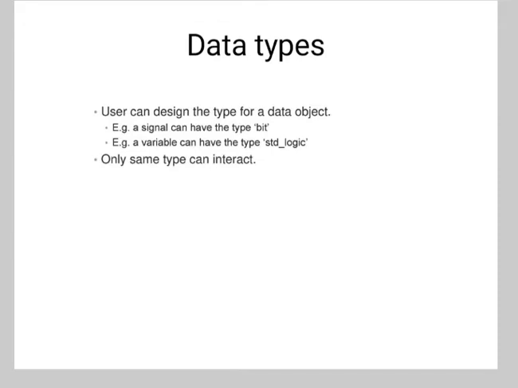So next is data type. Here the user can design the type for a data object. For example, a signal can have the type bit or a variable can have the type standard logic. Only the same type can interact.